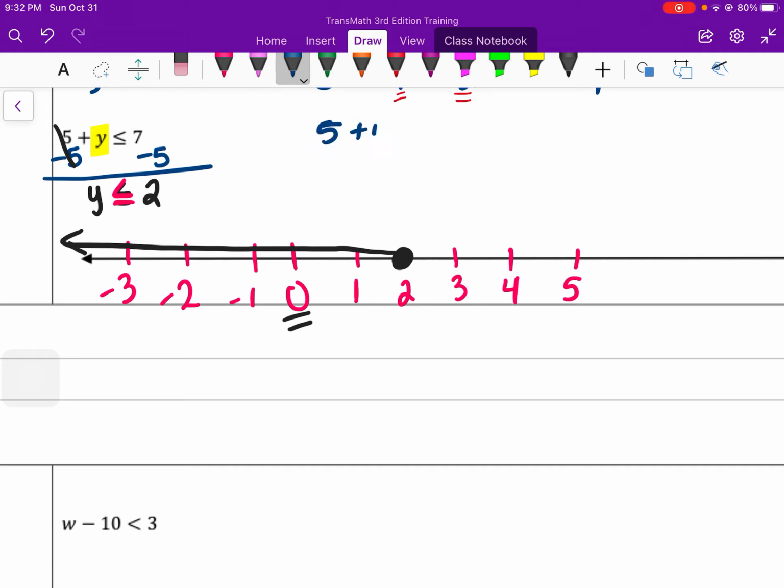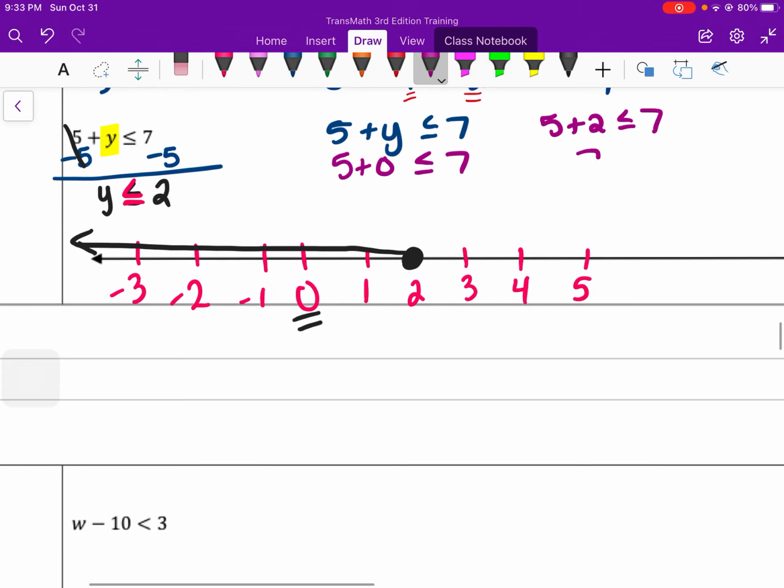If I think about 5 plus y less than or equal to 7, the original, 0 is an answer because 5 plus 0 is 5, which is less than or equal to 7. 2 is an answer because 5 plus 2 is 7, and 7 is less than or equal to 7. It is equal to, so the equal to part includes that solution. And any answer to the left, then -3, -100, -1.5 would be a possible solution.